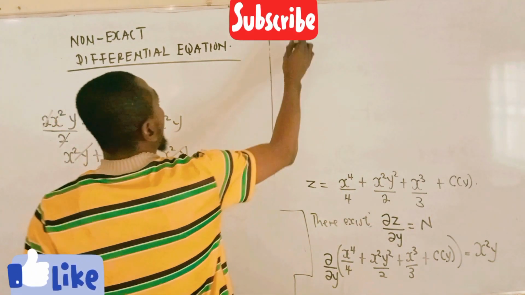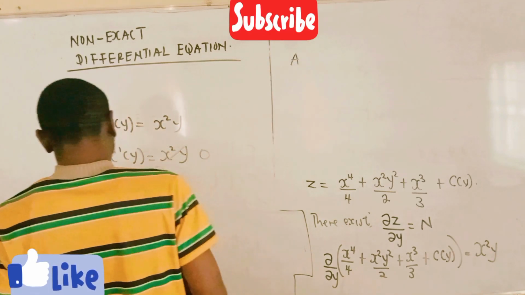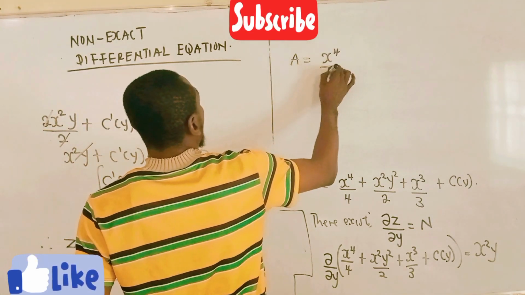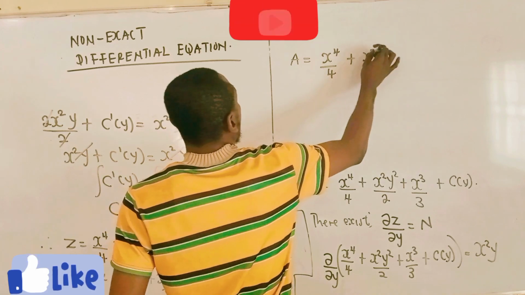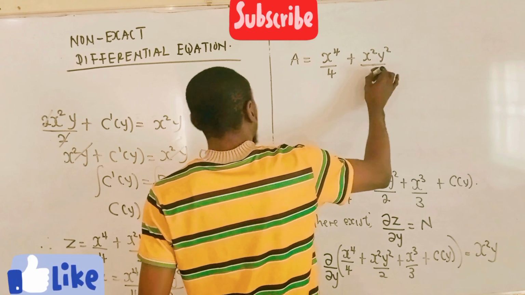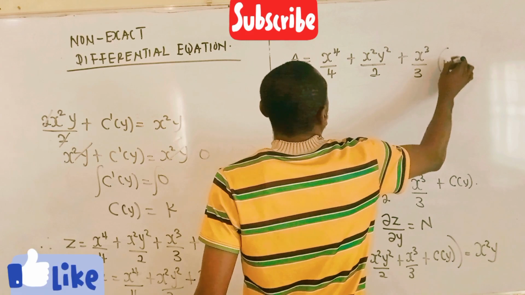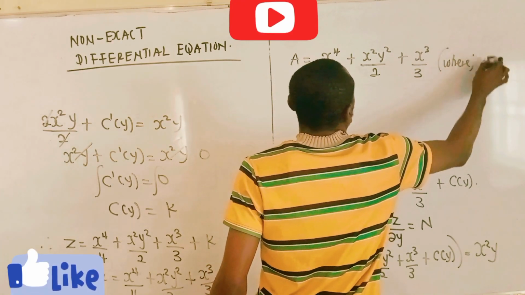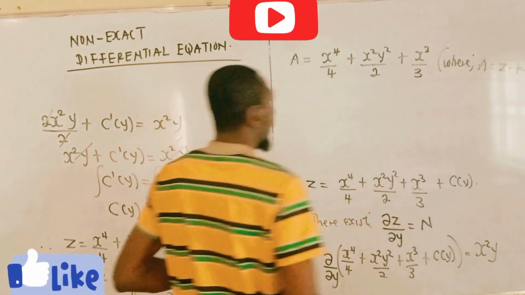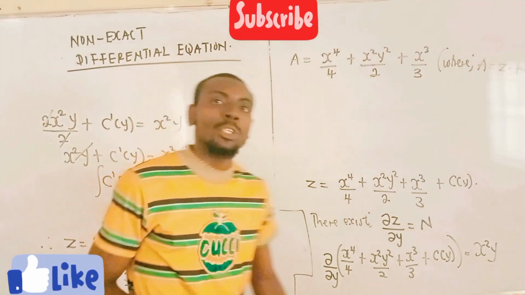we have a is equal to x raised to the power 4 over 4 plus x squared y squared over 2 plus x cubed over 3, where a is equal to z minus k. And eventually this becomes the solution to the non-exact differential equation.